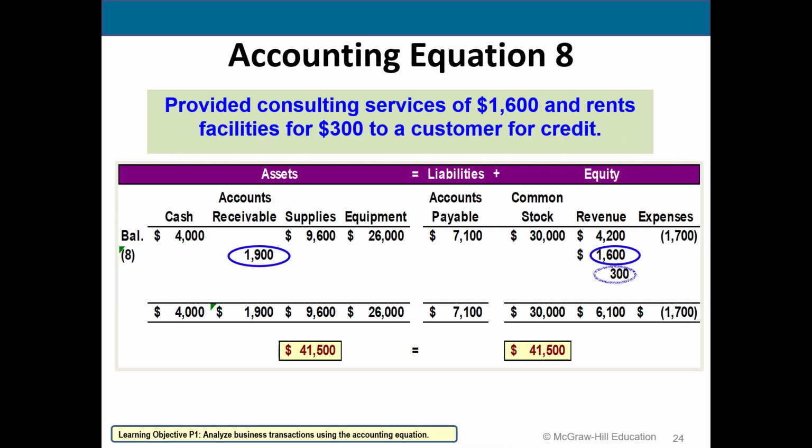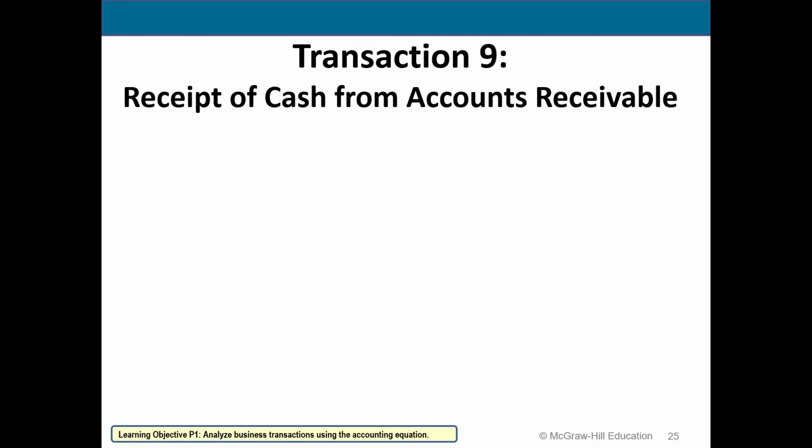So here we can see the accounting equation. Our accounts receivable instead of cash went up, and then we have two types of revenue that increased. And our accounting equation is still in balance.